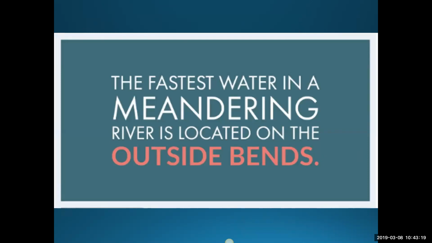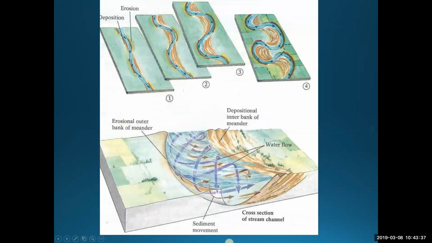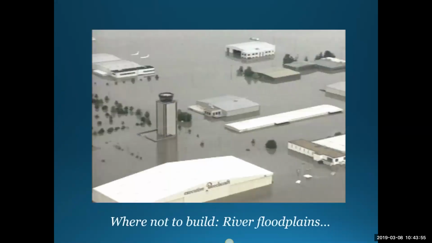This is how it's phrased exactly on your exam: the fastest water in the meandering river is located on the outside bends. So erosion happens on the outside, deposition happens on the inside. And over time, we get the beautiful meandering shape of a meandering flow. So where not to build? Above a cut bank, always. Also, where not to build? On the floodplain.